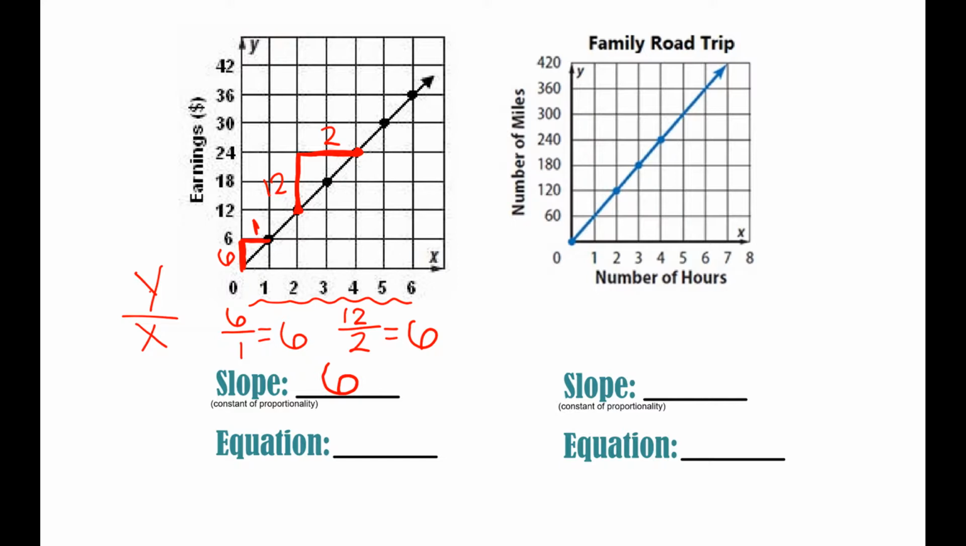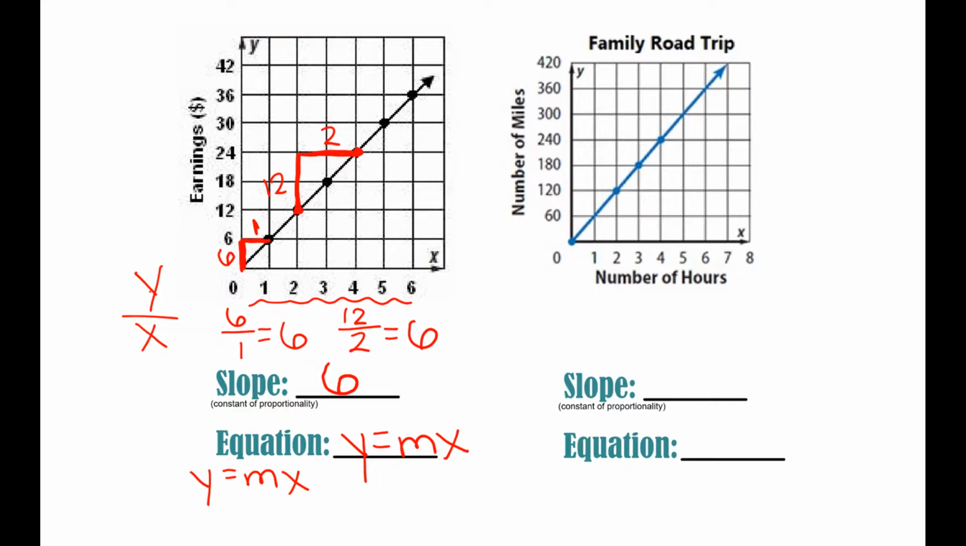So that 6 is going to be our slope, or constant of proportionality. Remember, we've talked about how the equation for a proportional relationship is y equals mx. So that 6 is going to be our m. So when I write my equation, I'd have y equals 6x for my answer.